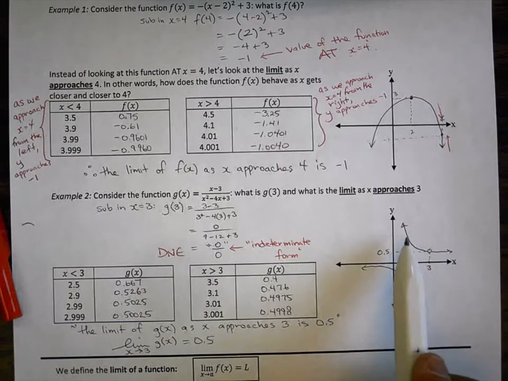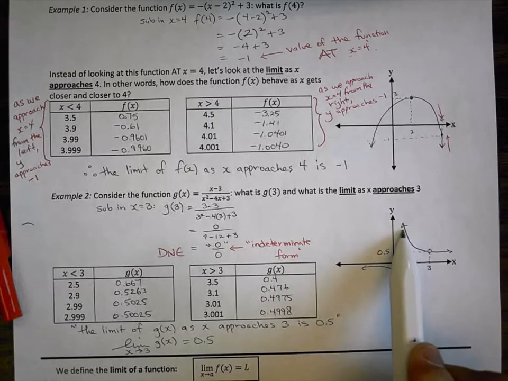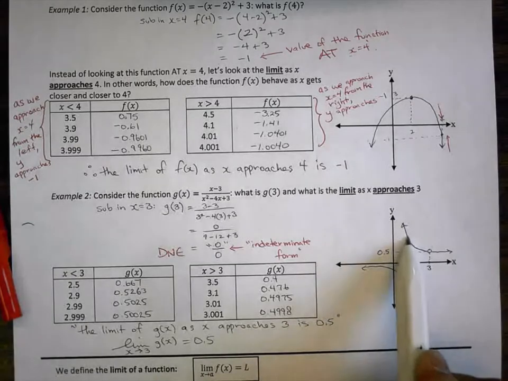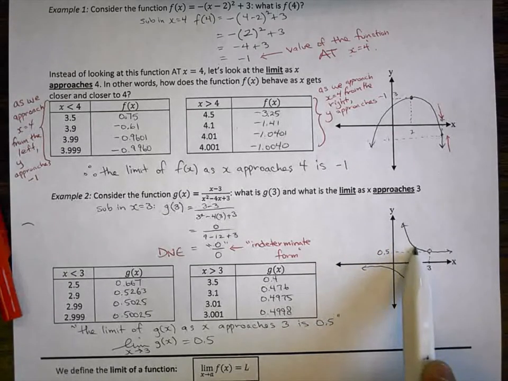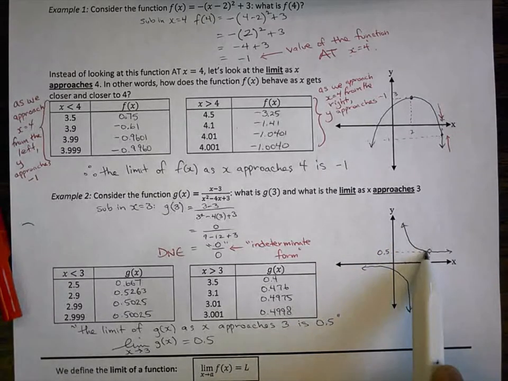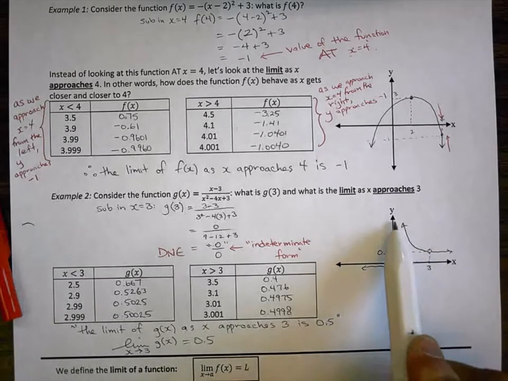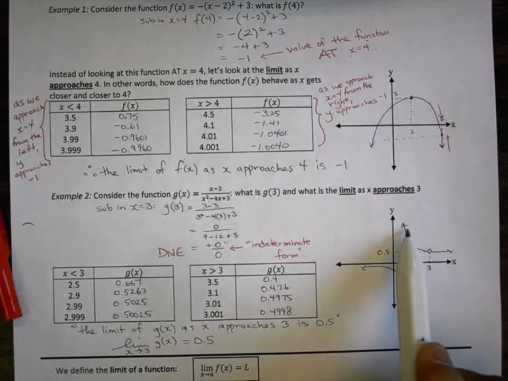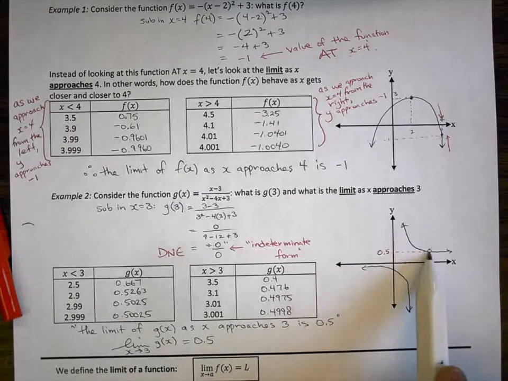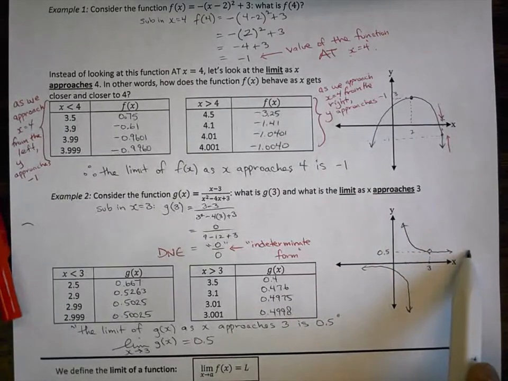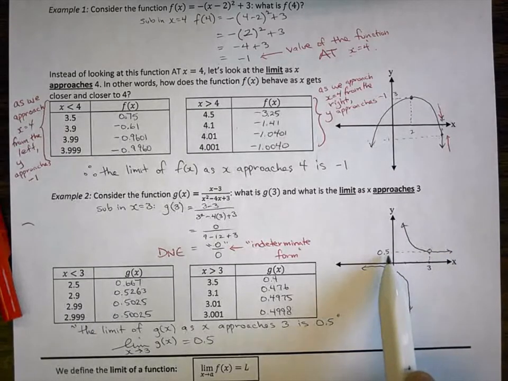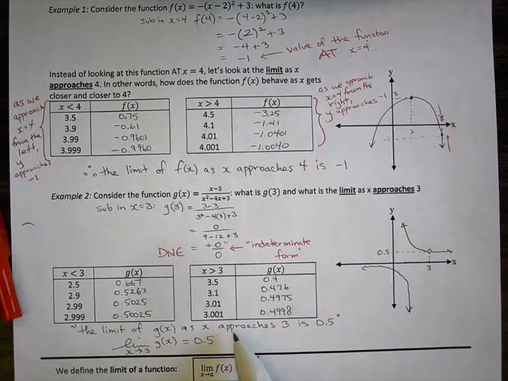And the limit exists. As I go along and get closer and closer to x equals 3, it looks like the y value is going to be 0.5. Now remember, for the limit, I don't care what happens at x equals 3. I just look at where it's going to go. Similarly, from the right, as I get closer and closer to x equals 3, my y value is getting closer and closer to 0.5. So that's why my limit is 0.5.